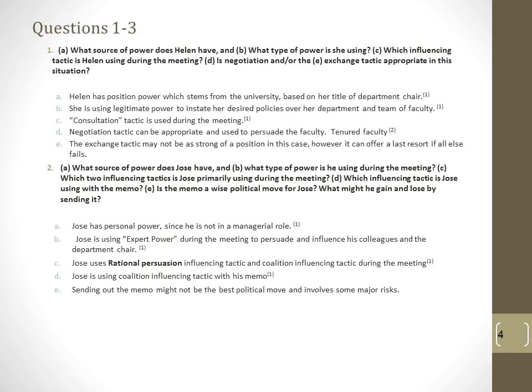Part D is what influencing tactics is Jose using with the memo. I believe he's using a coalition influencing tactic because he's inviting his colleagues to join in with him into an agreement so that they could oppose the policy to be put in place. Part E is the memo a wise political move for Jose, what he might gain or lose by this.